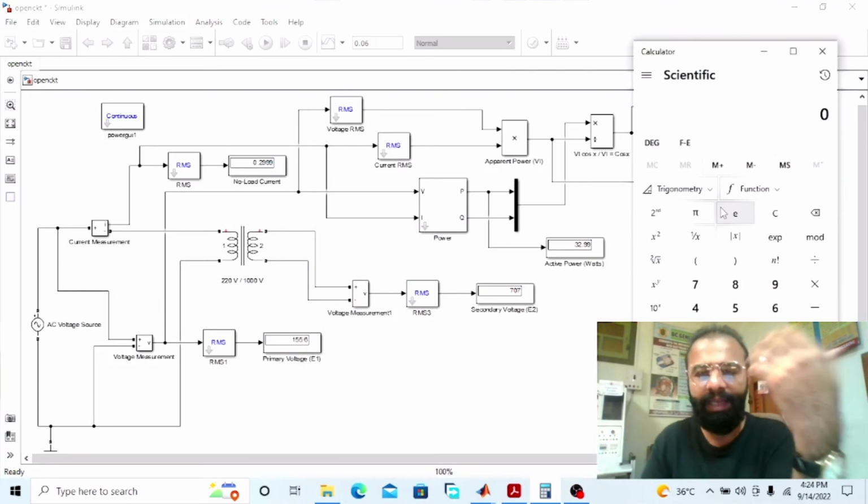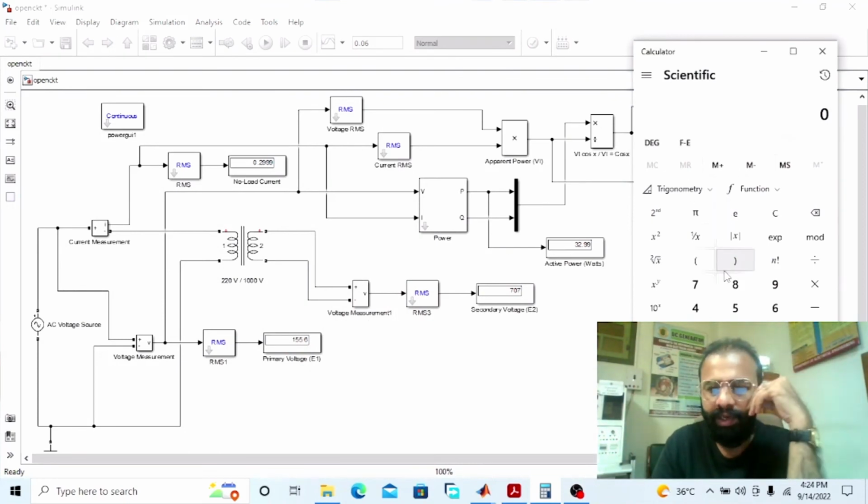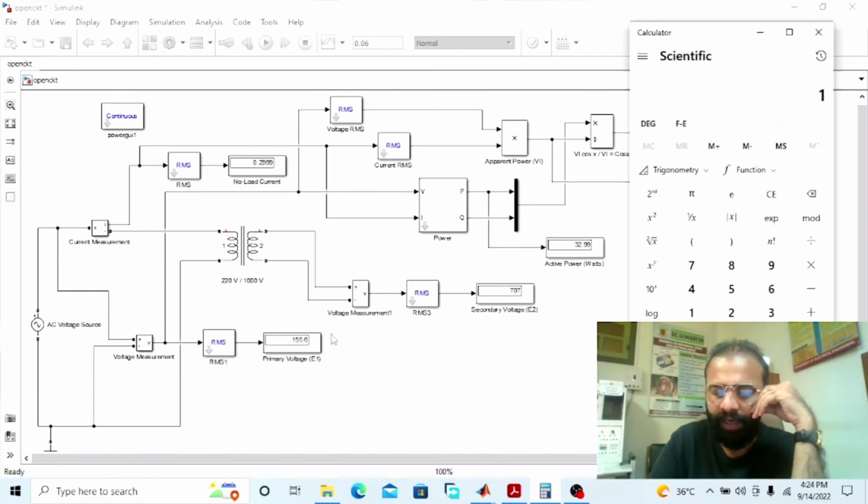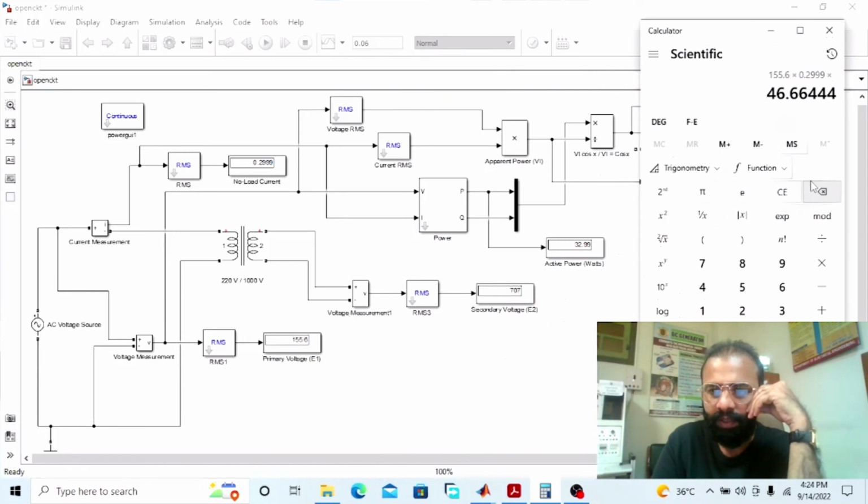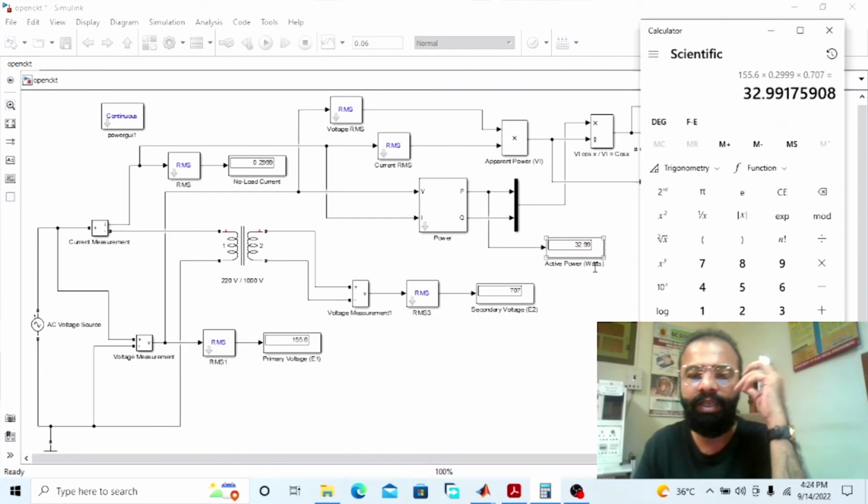Now what is the formula for calculating the power? V I cosine phi naught. What is V I over here? You can see 155.6 is the voltage. What is the current? It is the I naught current, 0.299, multiplied by the cosine phi naught, which is 0.707. Now the power is the same, 32.99, which is almost 33 watts.